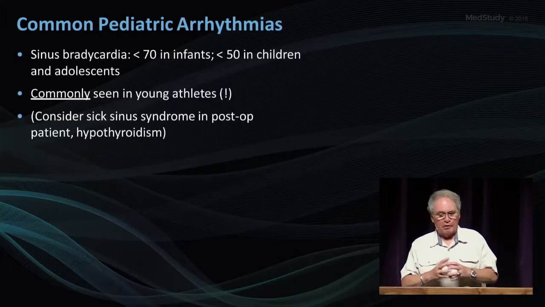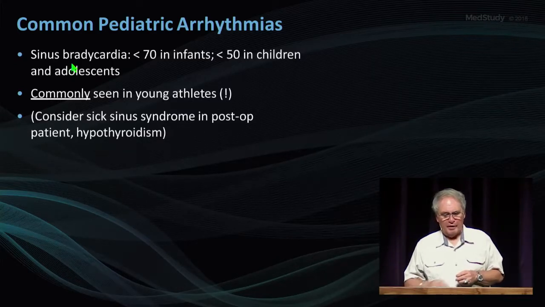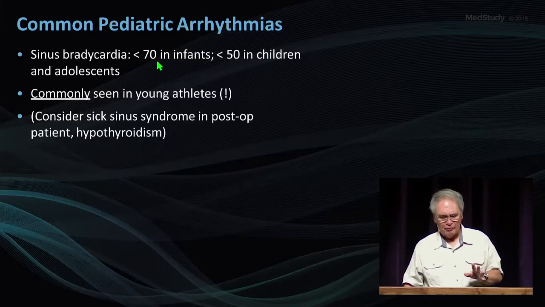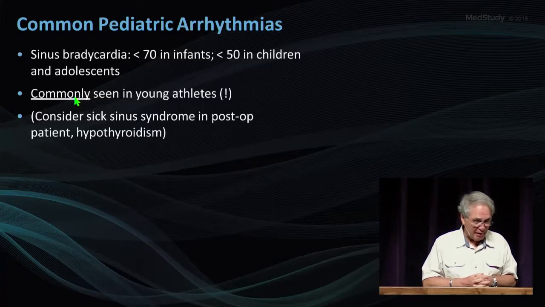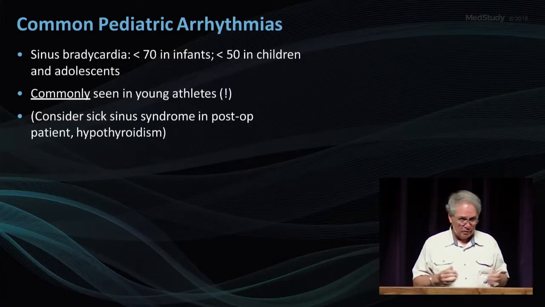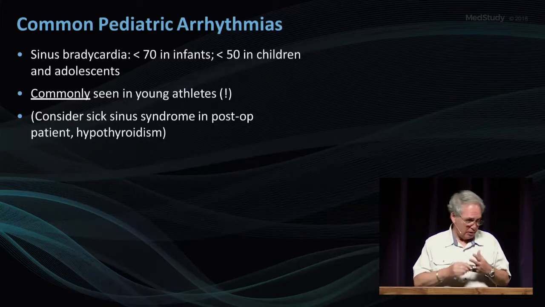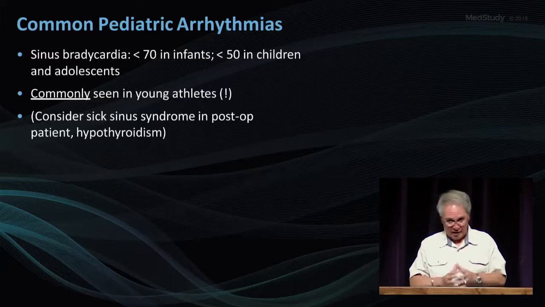Okay, sometimes we get called for consults. Sinus bradycardia, please evaluate. Okay, that means a heart rate of less than 50 in children, less than 70 in infants. If the kids are asymptomatic, probably nothing, and also very common in young athletes. So if you have a 14-year-old who plays baseball, football, runs 10 miles, and swims 2 miles every day, the heart rate's going to be 45. Get over it, okay? It's normal and it's healthy.